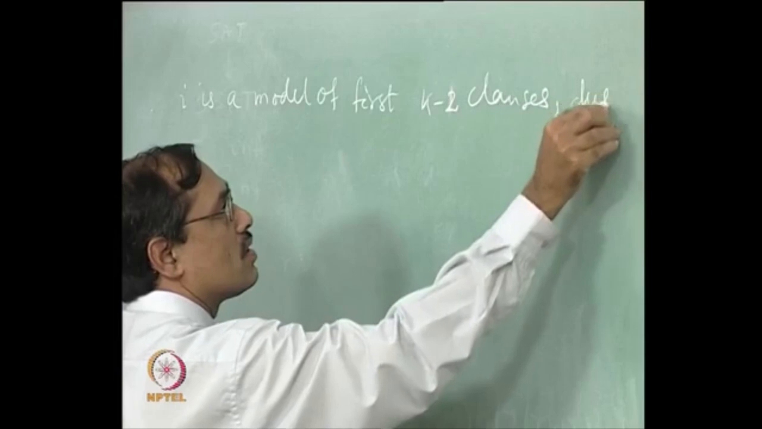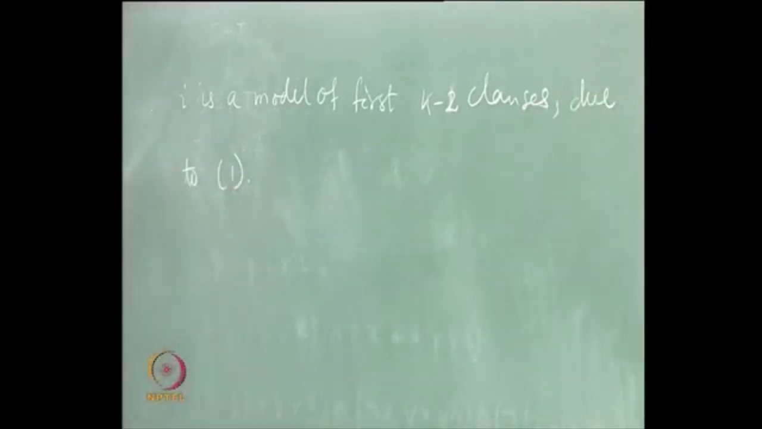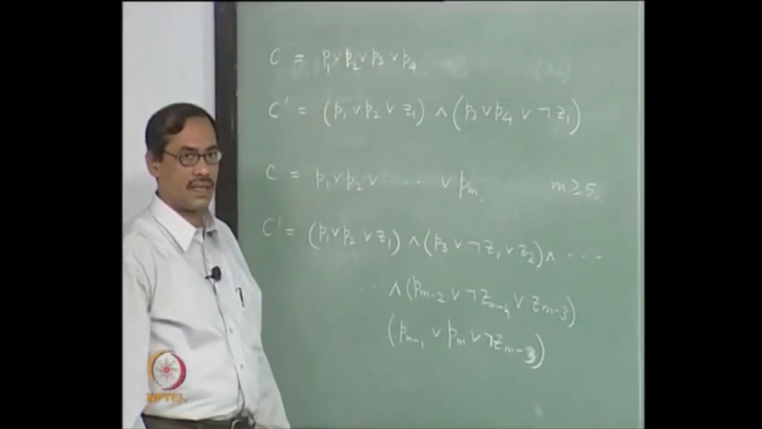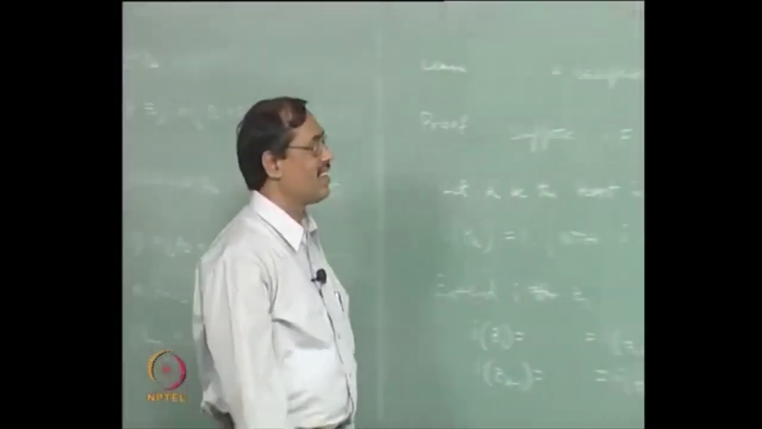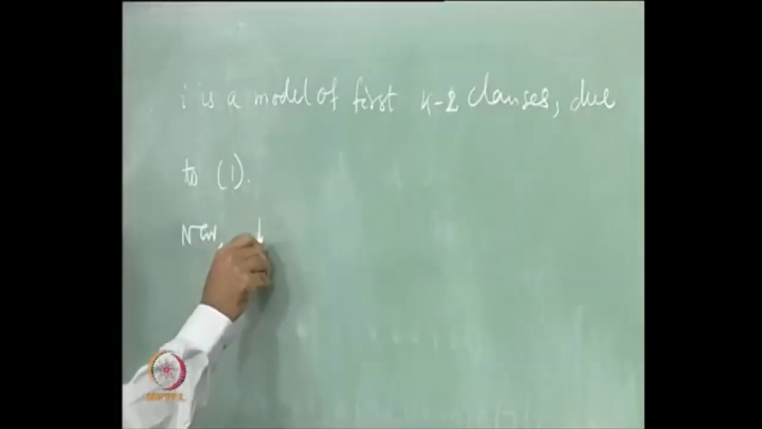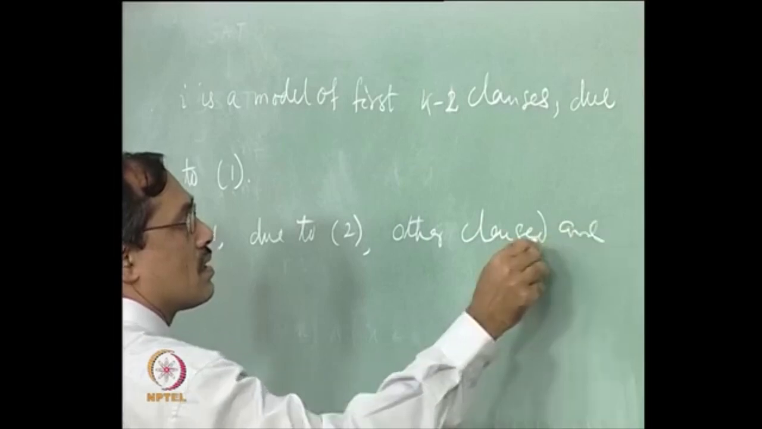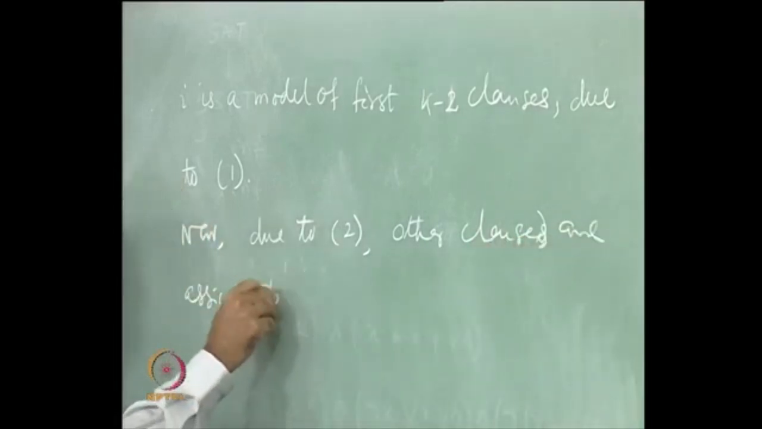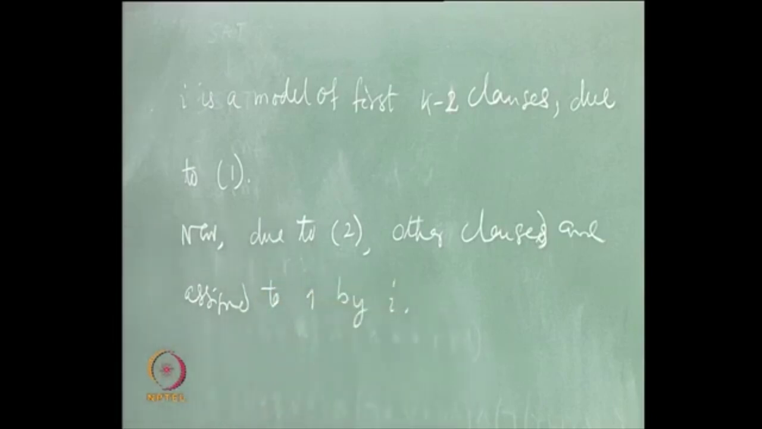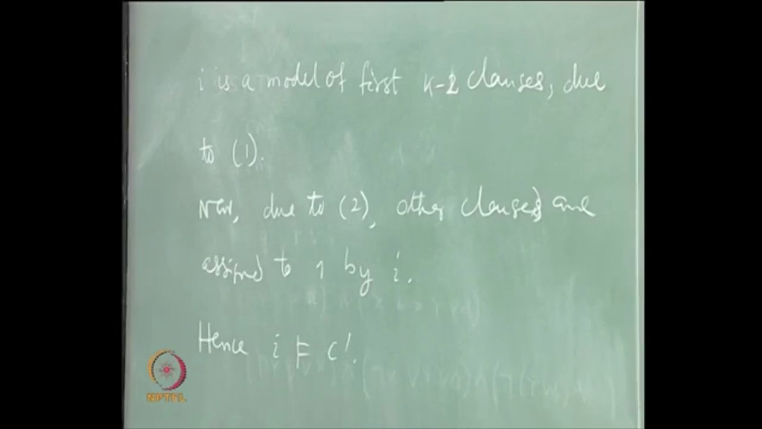So, due to 1. Next, so we have to be concerned about k minus first class and onwards. So, k minus first class has what? P k. So, P k is assigned to 1. Now, due to 2, other clauses are assigned to 1 by I, right. Hence, I is a model of C prime. So, that is the difficult part, you have finished.